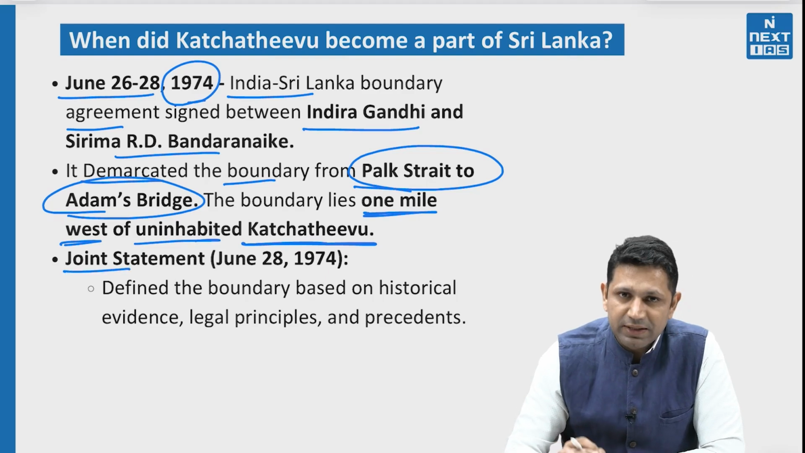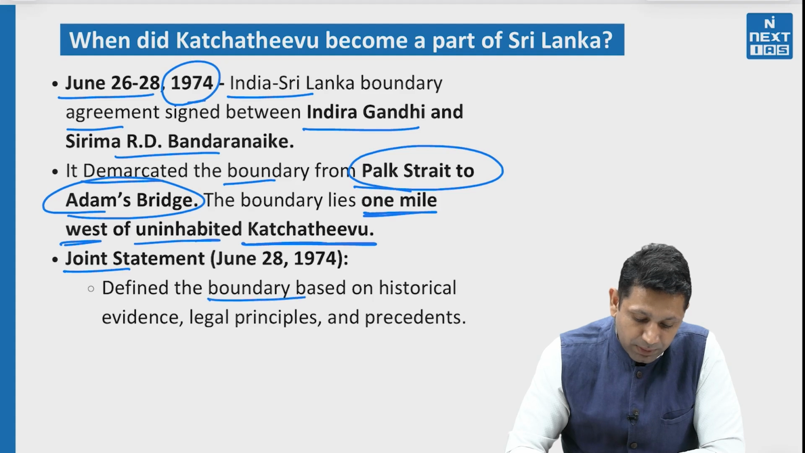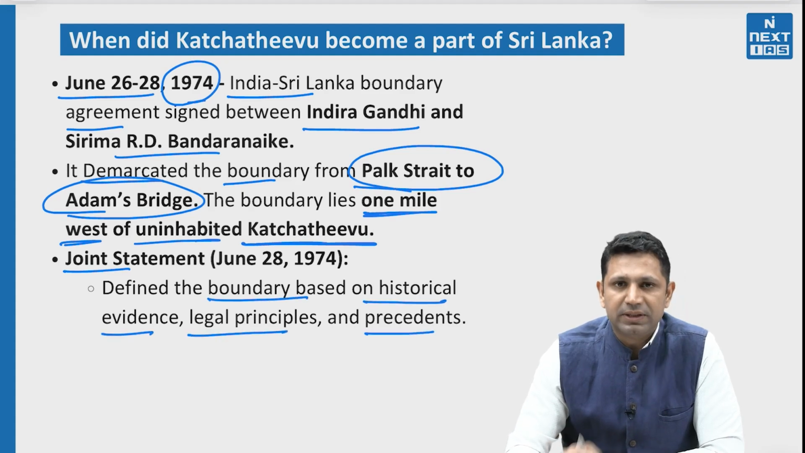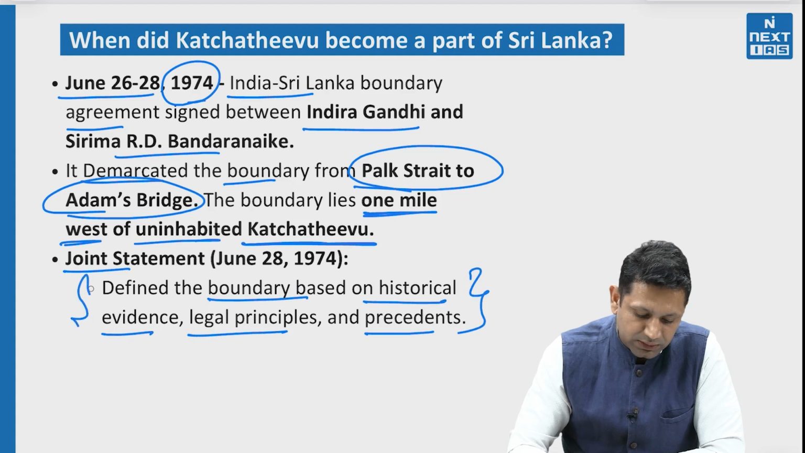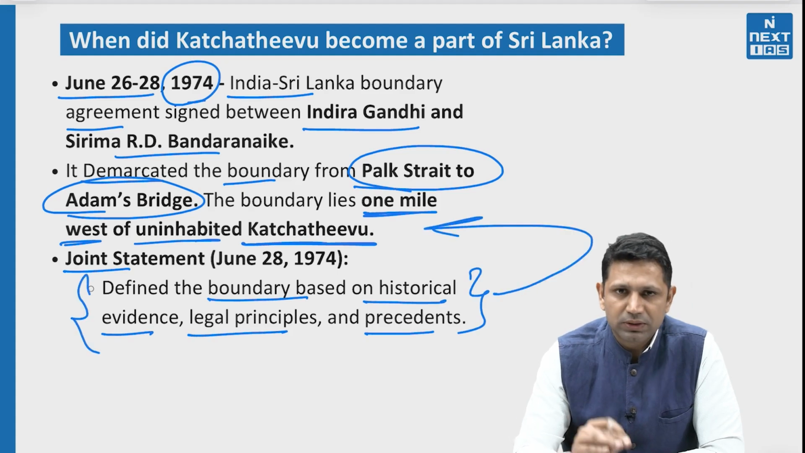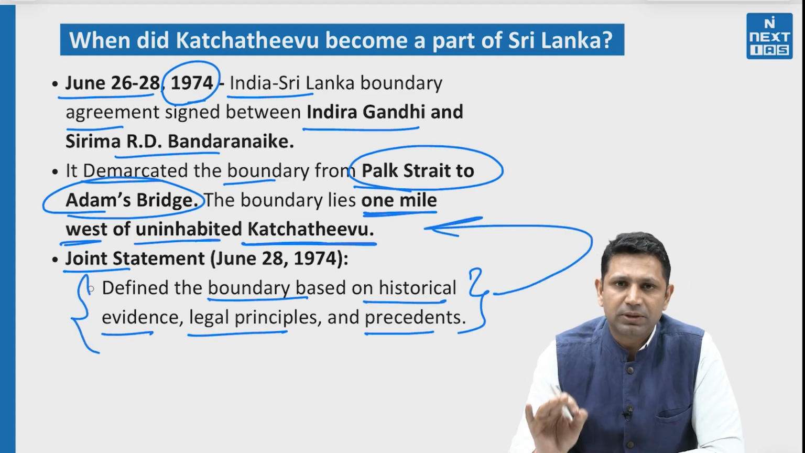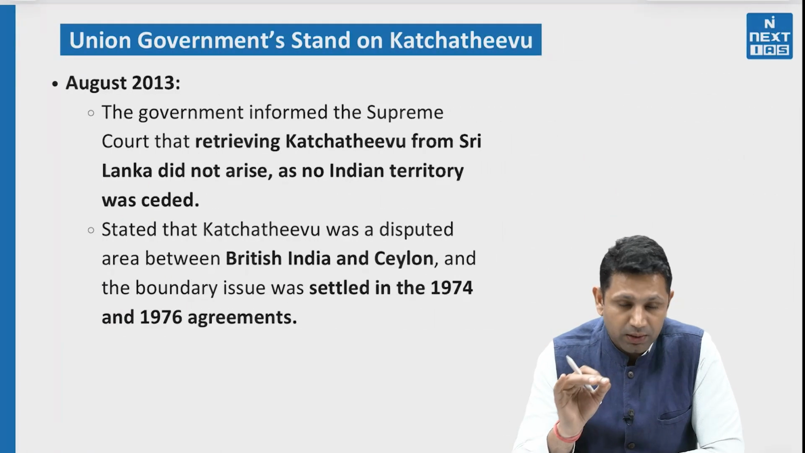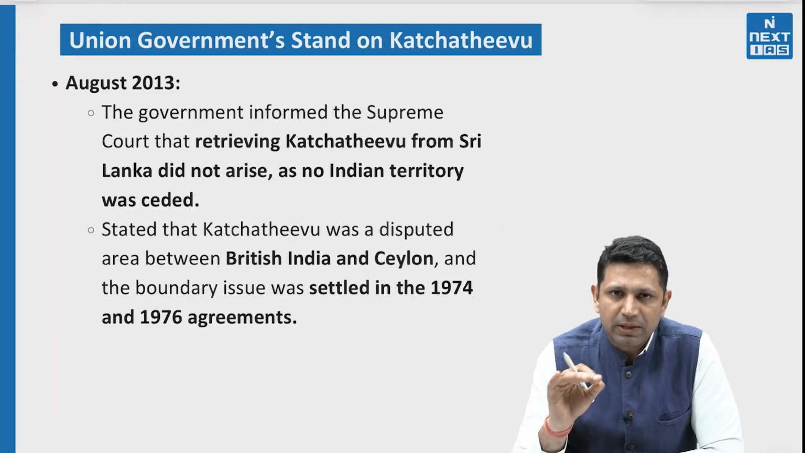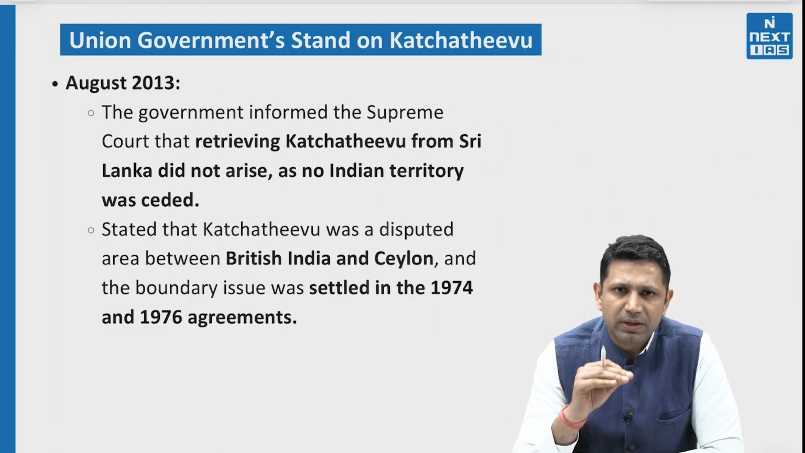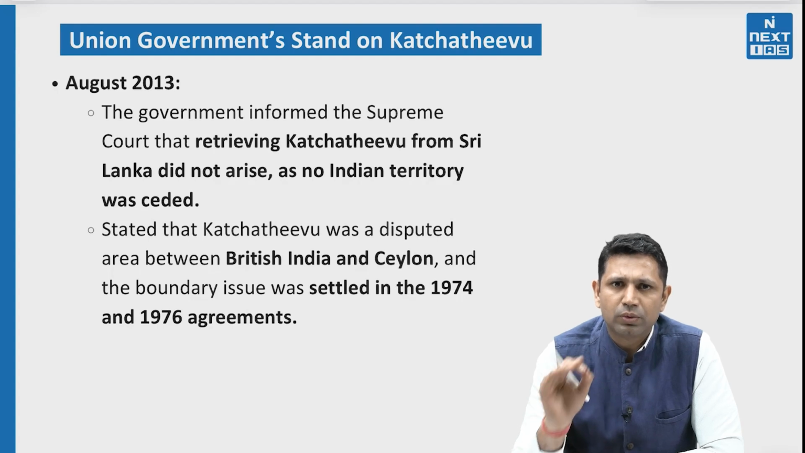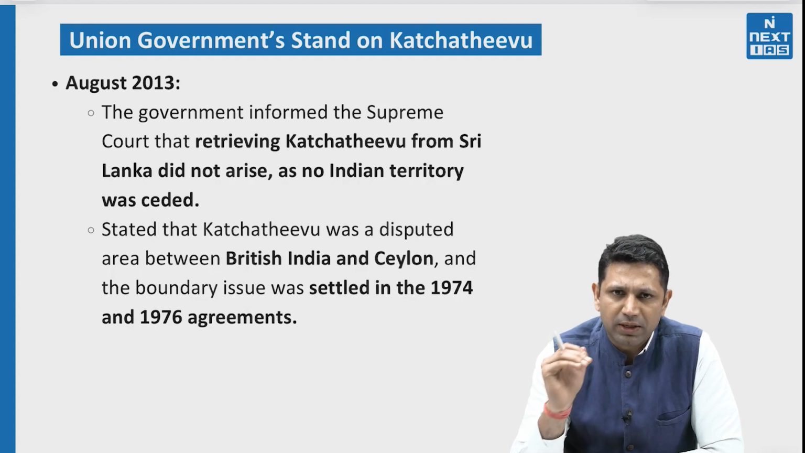Then there was a joint statement that was also issued. This joint statement defined the boundary based on the historical evidence, legal principles and precedents. So based upon these three, this legal boundary was actually accepted by the two countries. Now this issue has been raised multiple times because many times Tamil Nadu fishermen have been crossing into the maritime boundary of Sri Lanka.